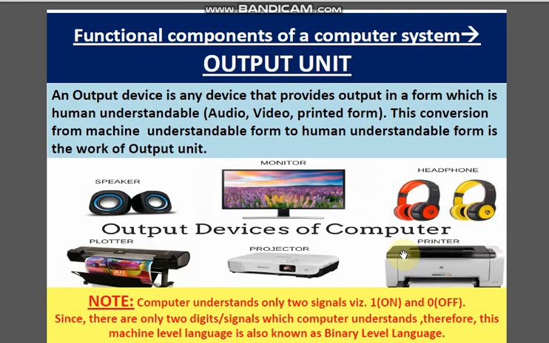Moving on to output unit. An output unit is any device that provides output in a form which is human understandable, can be audio, video or in printed form. Now, this conversion from machine understandable form to human understandable form is the work of the output unit. Let us see the examples. Speaker. Through the speakers of your system you can hear my voice. Monitor. Whatever you are watching right now is through this monitor. So this is an output device through which you are getting some output.